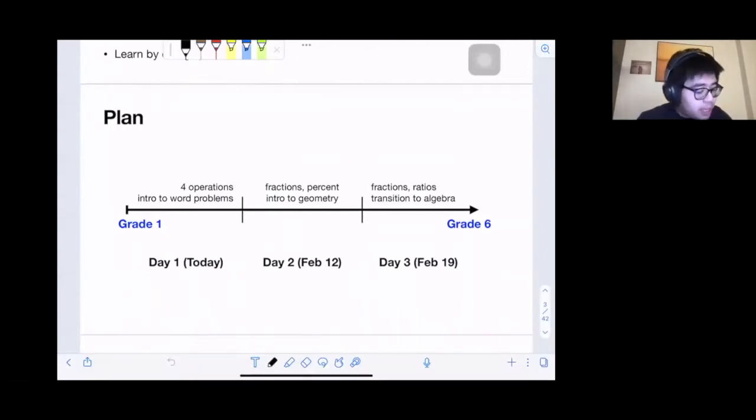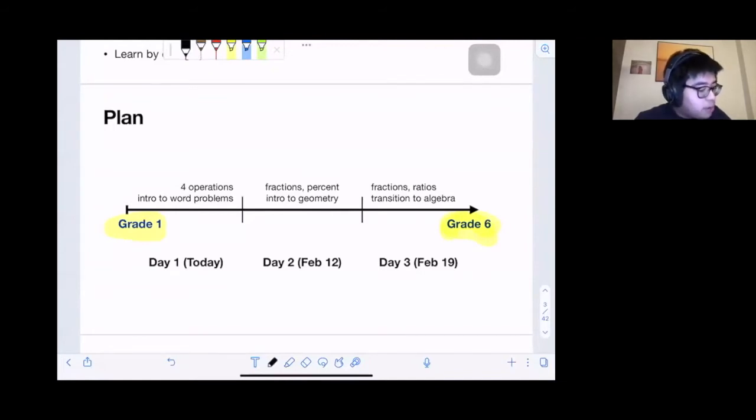So sabi ni Ning na actually yung workshops natin continuous and they build on each other. And that's true because what we'll be doing is going from yung grade 1, yung pinaka-basic na topics, all the way up to grade 6 and trying to track, no?